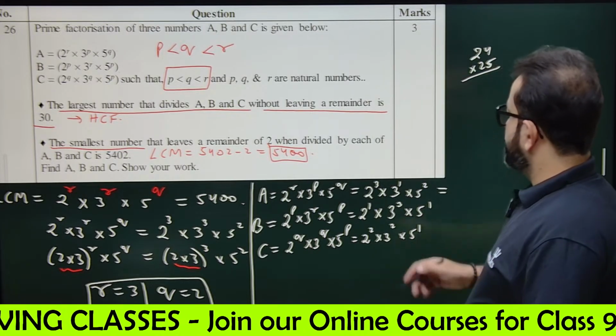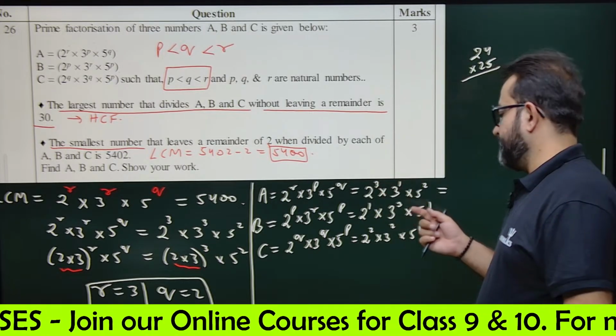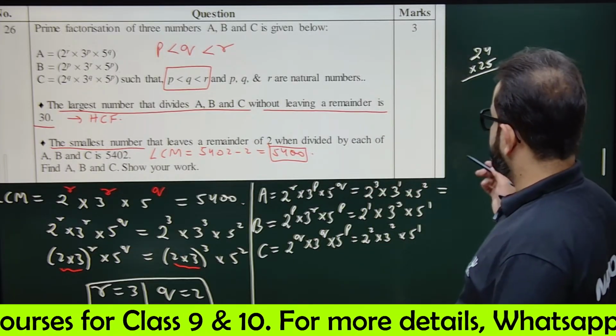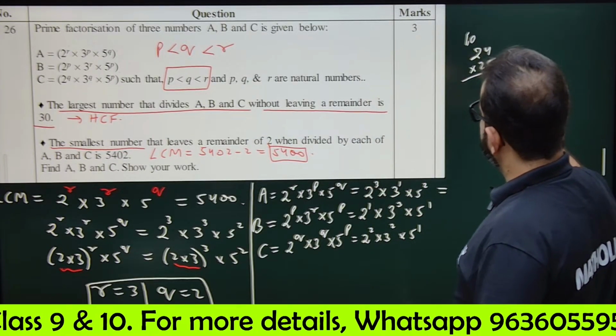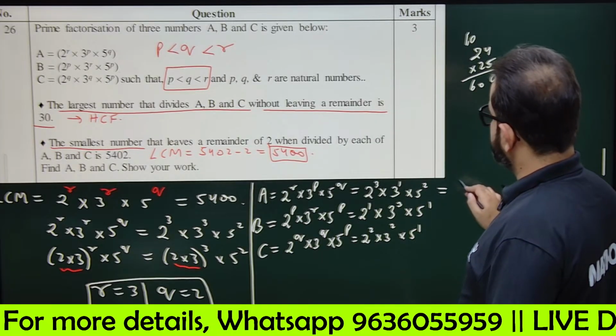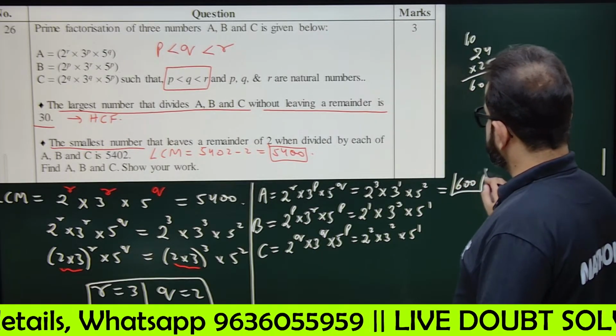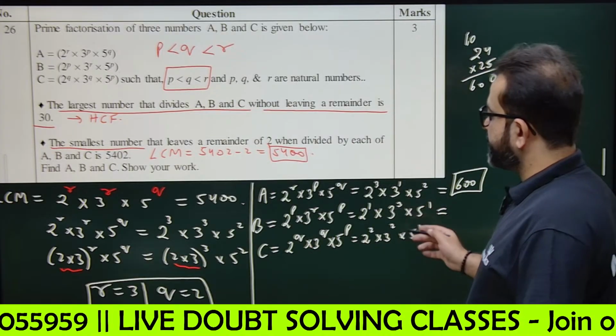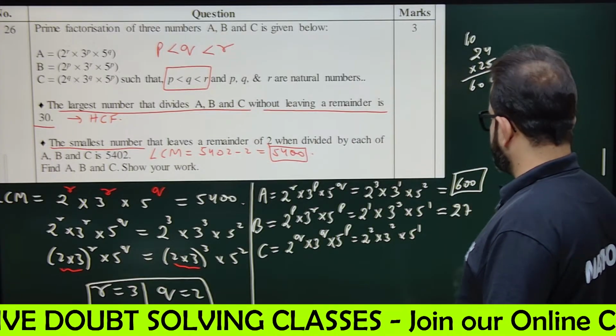Okay, 2 cube is what? 8. Right. It is 8 into 3, 24, 24 into 25. Right. 25 fours are 100, 25 twos are 50. It is 600. So first, A is 600. Second, 2 into 5, 10. 3 cube is 27. 27 into 10, 270.